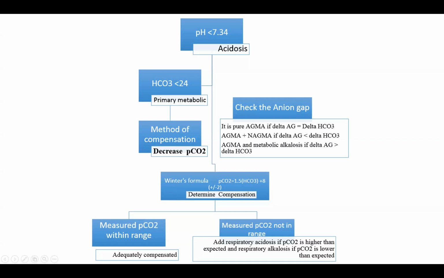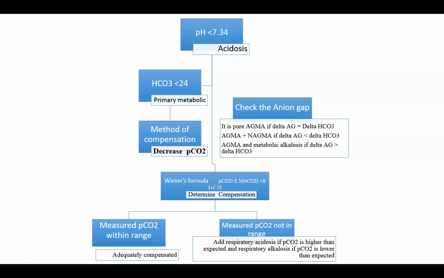If the bicarbonate drops more than the change in anion gap, that means in addition to anion gap metabolic acidosis, there is a non-anion gap metabolic acidosis. On the other hand, if the bicarbonate change is less than the increase in anion gap, that means there is a metabolic alkalosis in addition to anion gap metabolic acidosis.